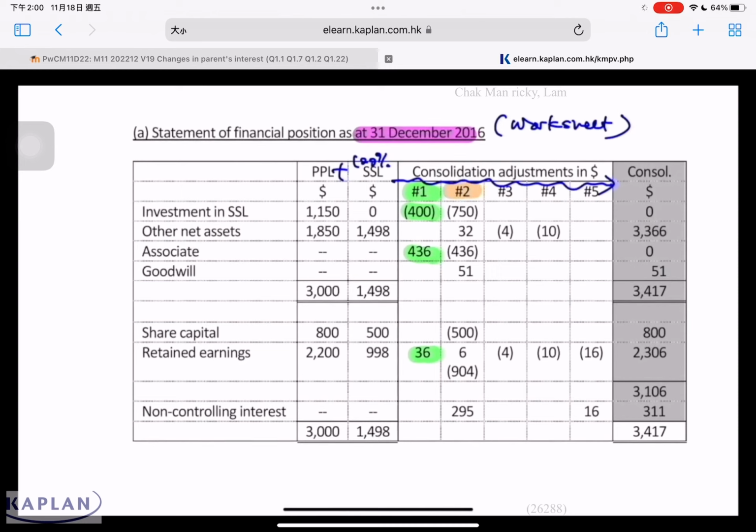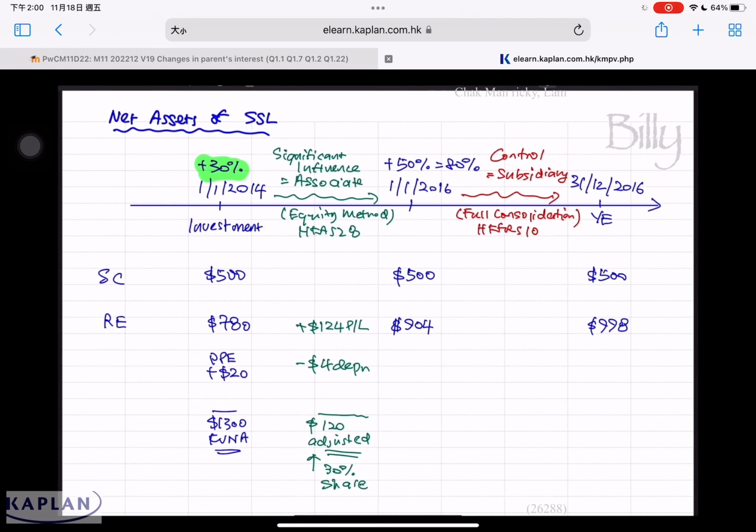Next, we look at entry number 2. With the acquisition of an additional 50%, equal to 80%, the 80% is considered a subsidiary. We must do a full consolidation. This is the acquisition date, the date of obtaining control. After that will be considered post-acquisition. Again, we know the share capital and retained earnings. These two added together are the carrying value of net assets.